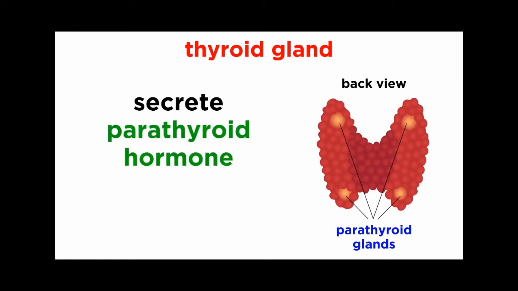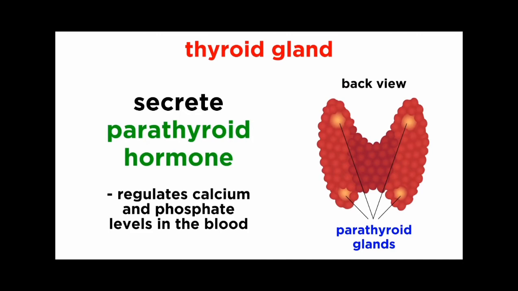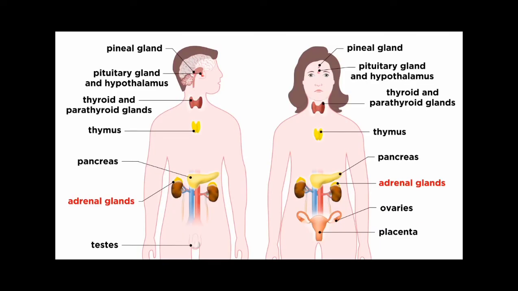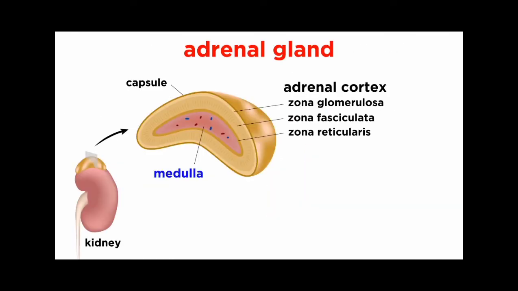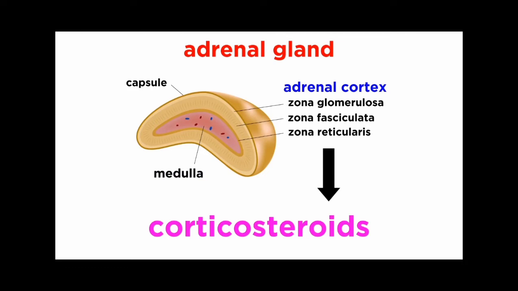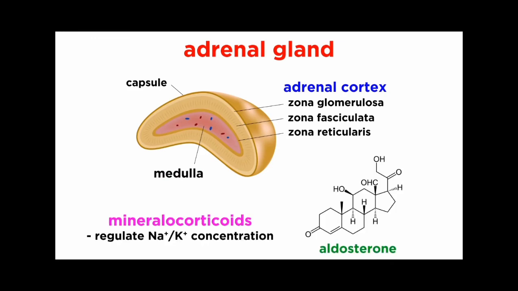These secrete parathyroid hormone, which regulates calcium and phosphate levels in the blood. Then there are the adrenal glands, which are each comprised of an inner adrenal medulla and an outer adrenal cortex. The cortex synthesizes a wide variety of steroid hormones called corticosteroids. Mineralocorticoids like aldosterone regulate ion concentrations like sodium and potassium.